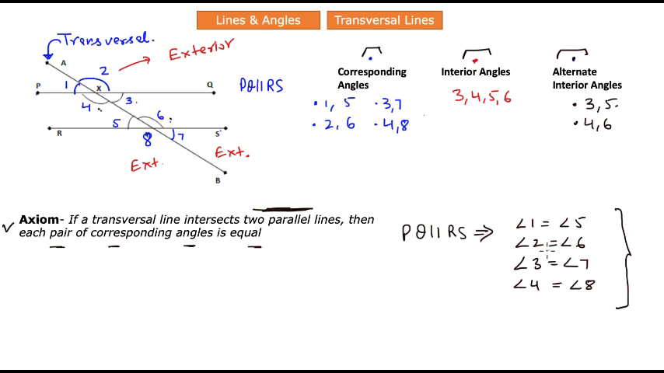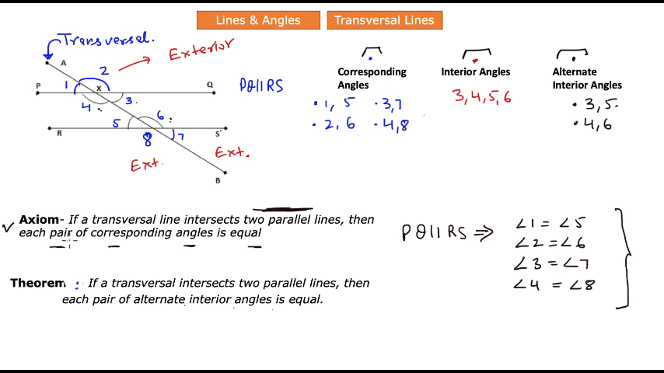That is an established fact that we don't need to prove, because it is considered an axiom. Now with this arrangement, we would like to prove a theorem. This theorem states that if a transversal line intersects two parallel lines, then each pair of alternate interior angles is equal. So what are my alternate interior angles in this specific diagram? This is the case of my alternate interior angles.